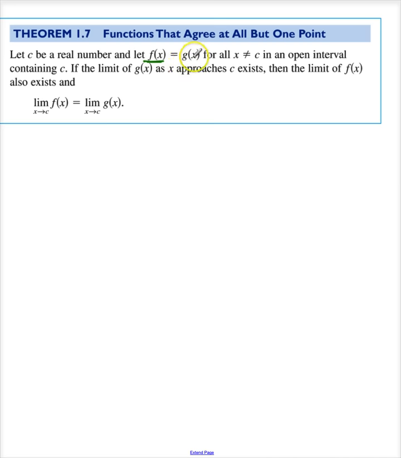Suppose I can find another function g, and g agrees with f at every point except x equals c. Then it turns out if f and g agree at every point except x equals c, then the limit as x approaches c of f of x is the same as the limit as x approaches c of g. Now we're going to use this in practice more than a direct application.